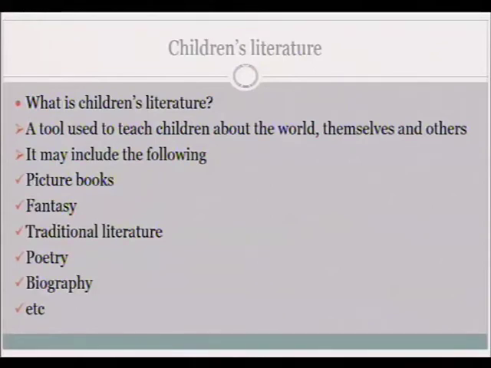Children's literature may include the following. For the younger ones, it's picture books. Those that have begun to get access into the world of fantasy. It can be about fantasy. It can be about traditional literature, traditional folklore stories. It can be poetry. It can be biography, and many others.